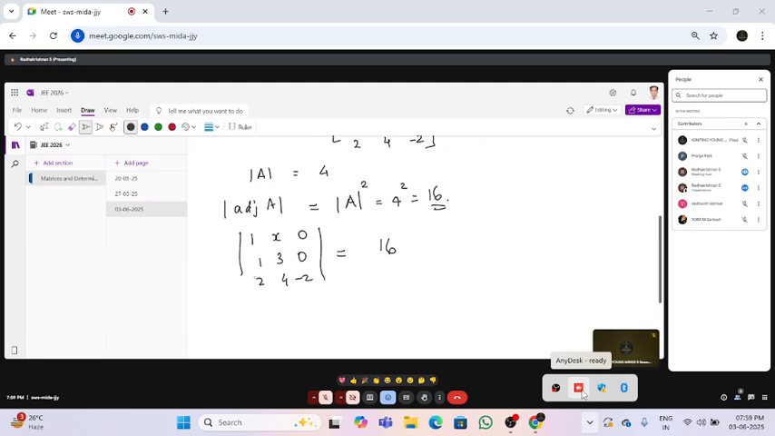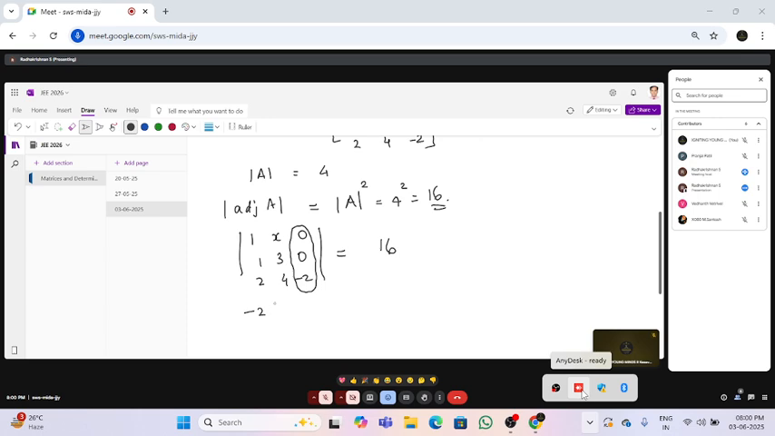So can we expand this determinant? The best way is to take the row or column which has the maximum zeros. This column has got maximum zeros, so you can take that. Then it will be 0 into its cofactor, and again 0 into its cofactor, and this minus 2 into its cofactor. Since 0 into anything is 0, what remains is only minus 2 into its cofactor.